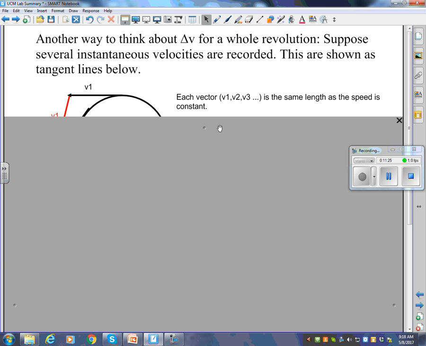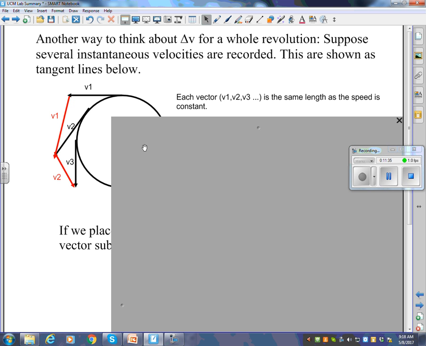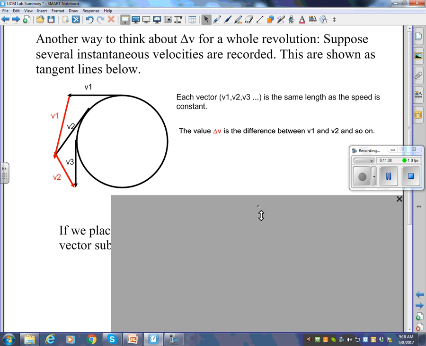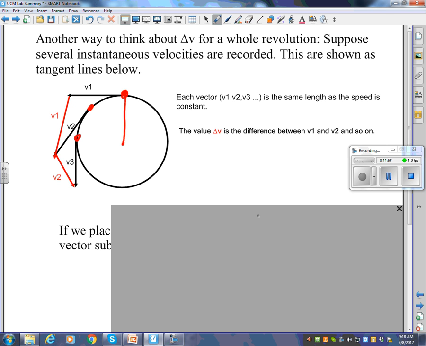Another way to think about delta V for a whole revolution. Suppose several instantaneous velocities are recorded, and these are shown as tangent lines below. Here's my circular motion, and at various points around the circle, I draw the instantaneous velocity, which is a tangent line. If I let go at that point, it's going to go flying off to the left. And would you agree that all of those vector lengths should be the same length?